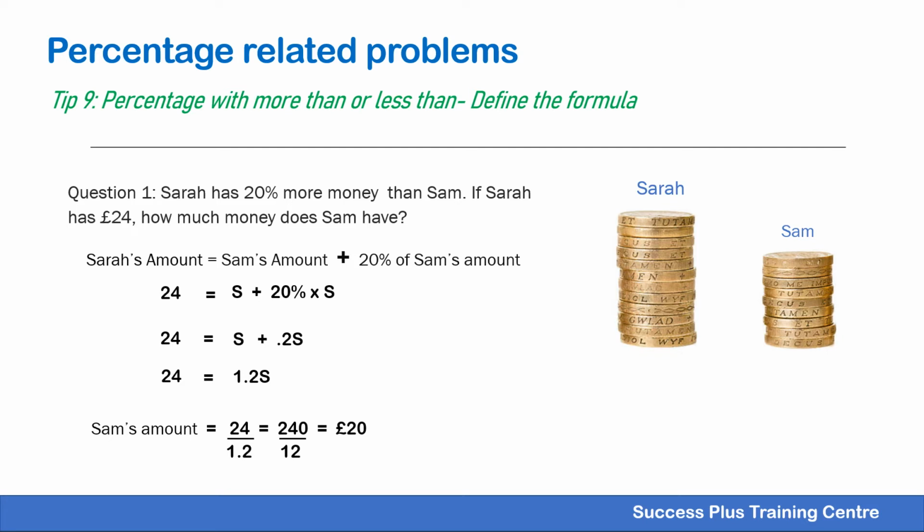Using tip number 6, we need to check that our answer is correct. Since Sam's amount is less than Sarah's amount, and we know that Sam's amount equals £20 and Sarah's amount equals £24, this means that our answer is correct.